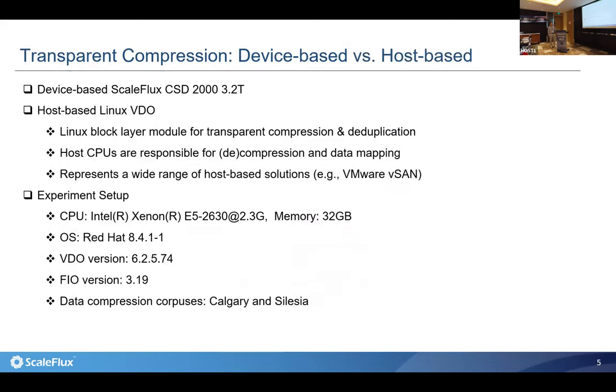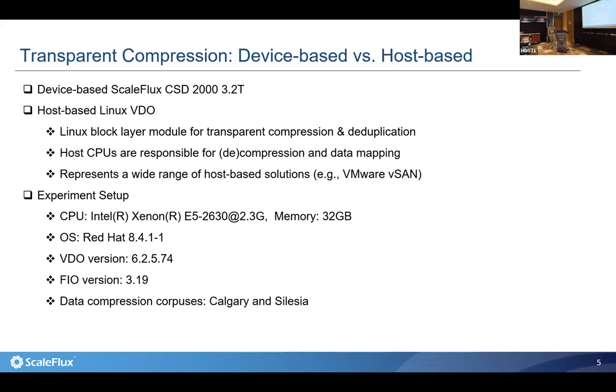We also do experiments to compare the performance between host-based transparent compression and device-based transparent compression. Here we still use the CSD2000 as the target SSD, and we use Linux VDO as an example of host-based transparent compression. Linux VDO is an open source block layer module which can be run on CentOS by default. And it has two main functionalities, including deduplication and compression. Of course, in the test, we only enable the compression part and disable the deduplication part.